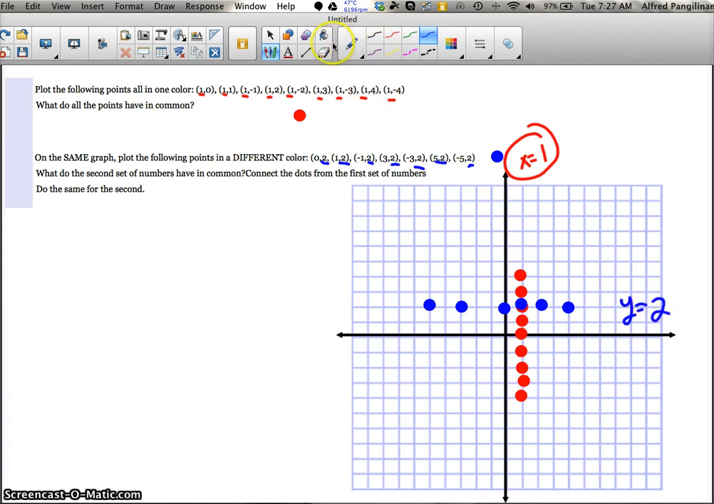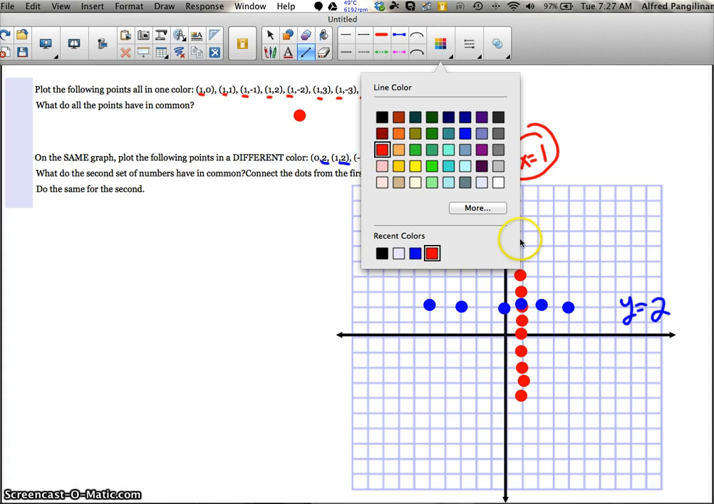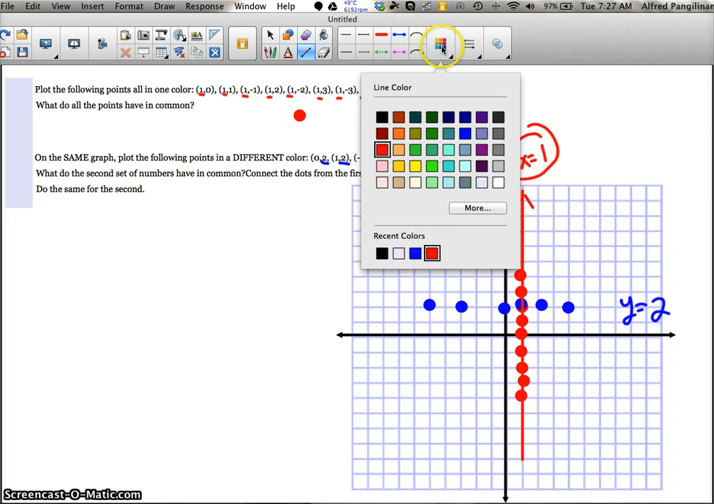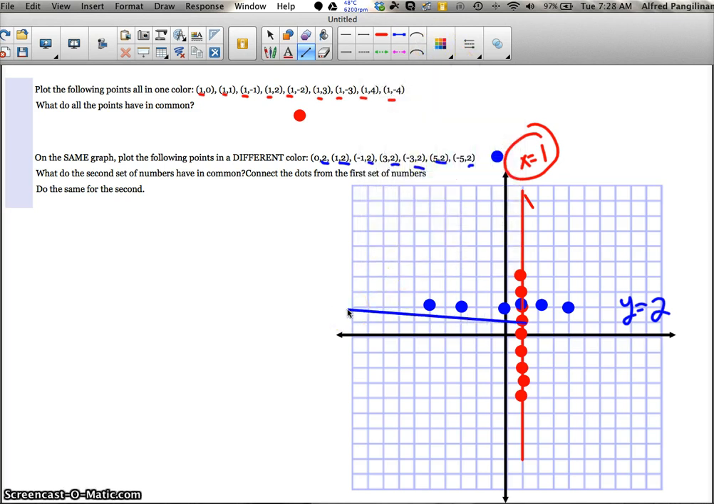Now it says connect the dots, so I'll do that with a line. There we go. That line and this line represent two different things. One represents an x, one represents a y. Now this is very, very important. Your y values go horizontal like this. Your x values go vertical like this.